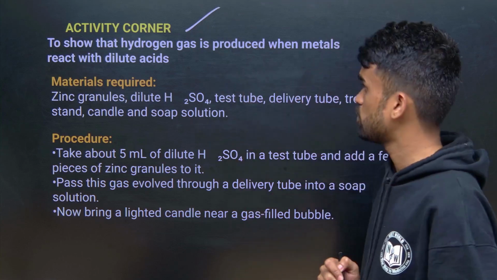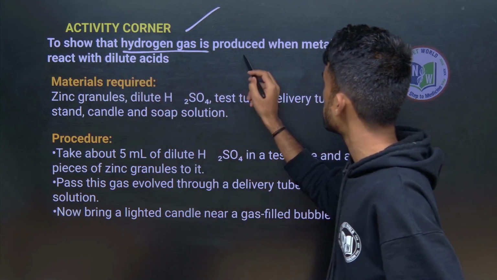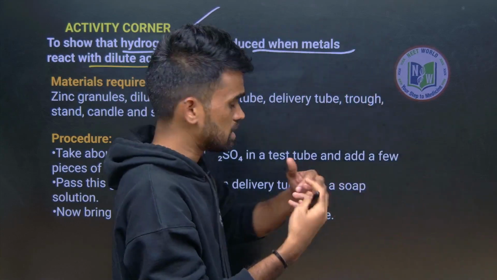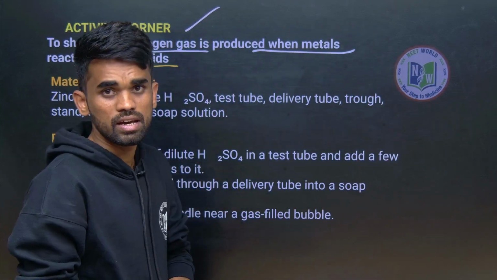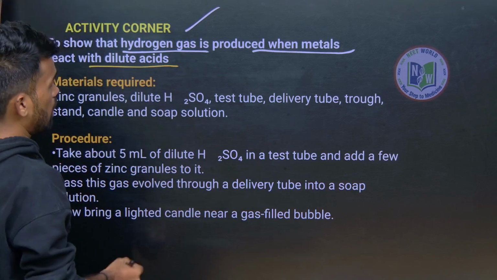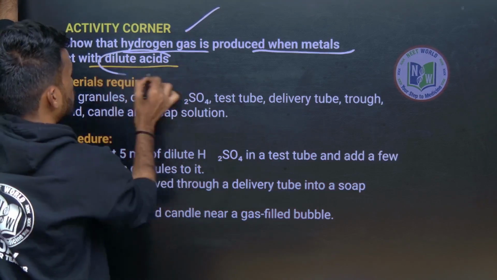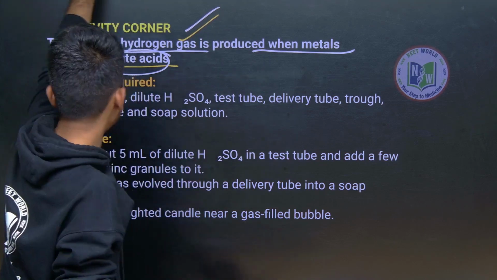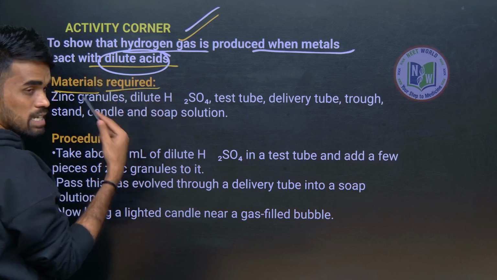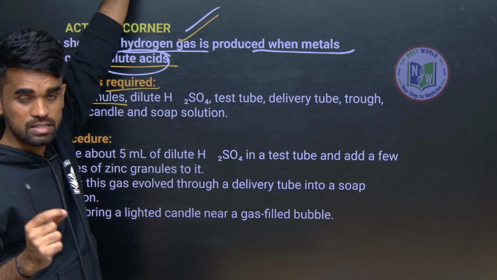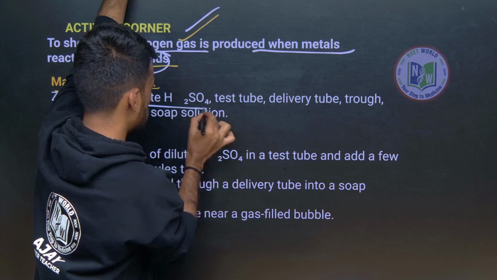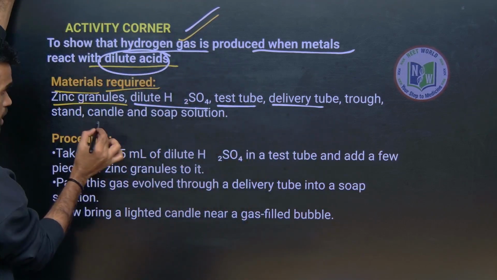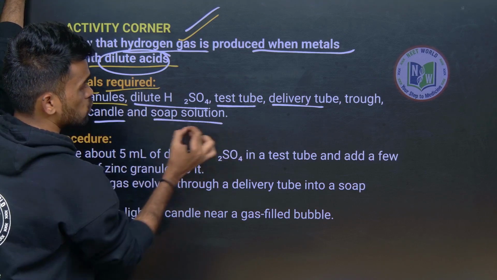Activity corner. Let us see one activity here, to show that hydrogen gas is produced when a metal reacts with dilute acid. Whenever metals react with dilute acid, we know hydrogen gas is released. Let us visualize that. The materials required are zinc granules, dilute sulfuric acid, a test tube, a delivery tube, one candle, and soap solution.